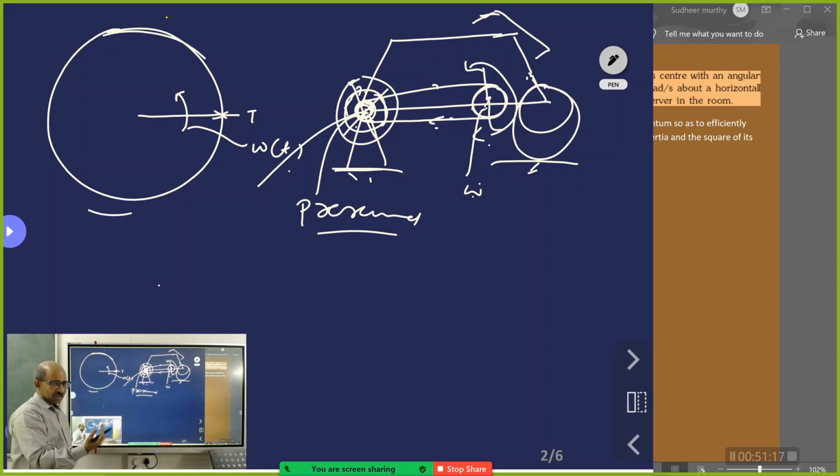So there is a turntable which is turning, and there is a mechanism by which there is a flywheel, and that flywheel is rotating. The turntable is going like this, and the flywheel is turning like this. These are the two arrangements. I hope you got this. Everybody got it?